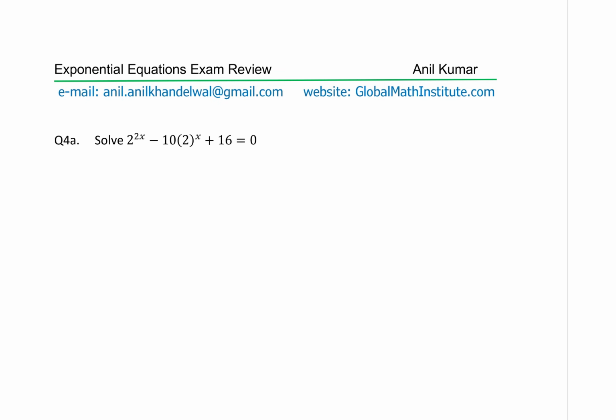Question number 4a. Solve 2 to the power of 2x minus 10 times 2 to the power of x plus 16. Now in such equations, we could actually write this in quadratic form. So we'll use a let statement saying let 2 to the power of x be equal to some number t, right? So t is our variable now. So the question given to us is 2 to the power of 2x minus 10 times 2 to the power of x plus 16 equals to 0. We are substituting t for 2 to the power of x. So we get t squared minus 10t plus 16.